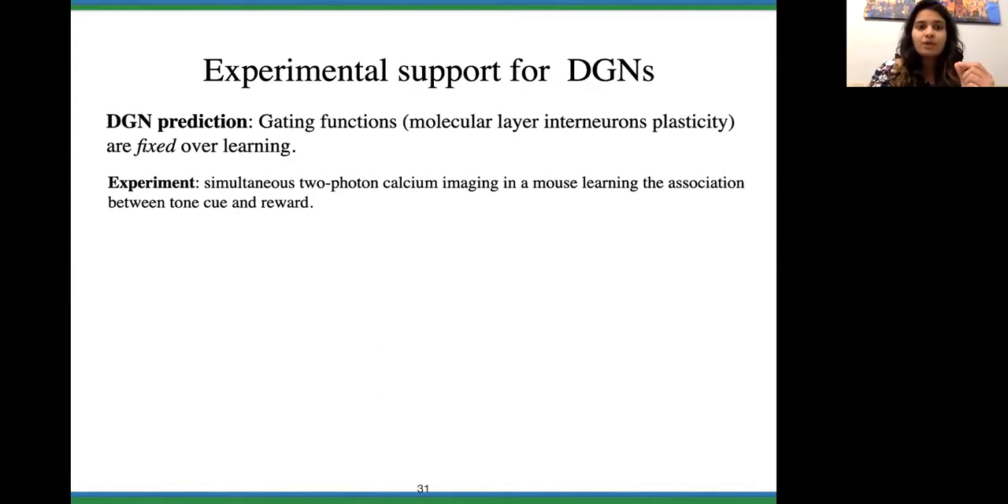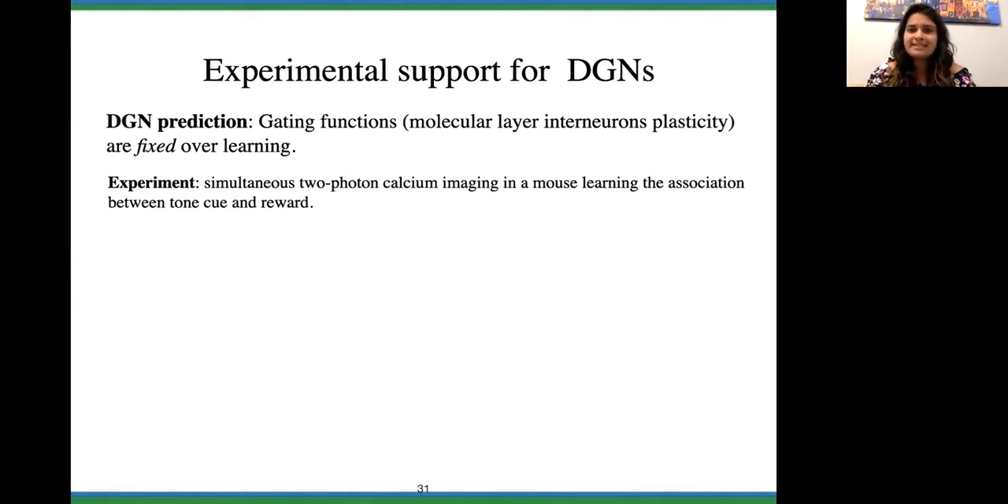One of the key predictions of the DGN, the Dendritic Gated Network, is that the gating functions, which are the molecular layer interneurons, are fixed over learning. What I mean by gating functions is those hyperplanes that we saw, that determine whether the gate is on or off. These are fixed before learning. They don't change with learning. They're just picked randomly right in the beginning and kept fixed throughout learning. This is a prediction of the DGN model.